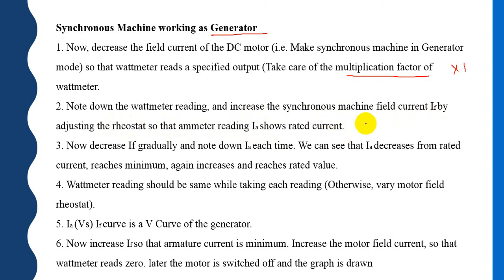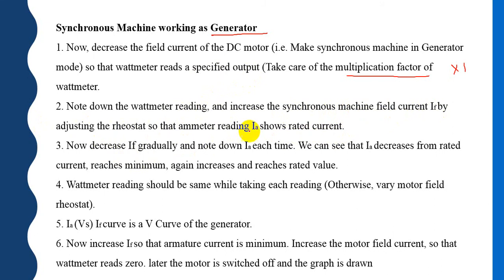This will be explained in the video of the experiment. So keep it in mind: once the wattmeter reads the value, increase the synchronous machine field current, that is, the field current of the machine, by adjusting the rheostat so the ammeter reads the rated current.